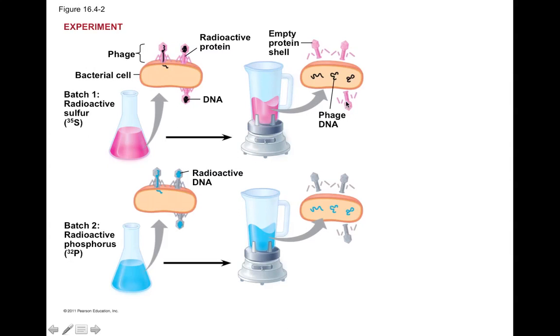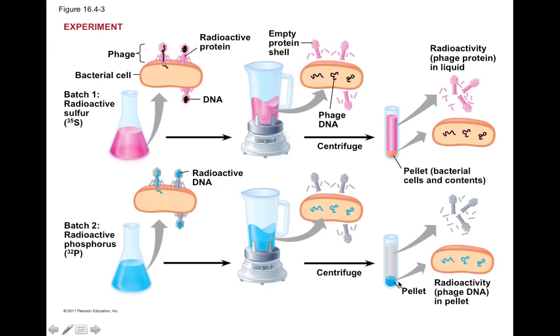So what they found was when they looked for the presence of the label in infected bacteria, they only found it in the bacteria where the radioactive phosphorus was used. So the protein was clearly not getting into the cells. It was only the DNA that was getting into the cells. And this demonstrated that it wasn't the protein that was the portion with the transforming power. It was, in fact, the DNA.